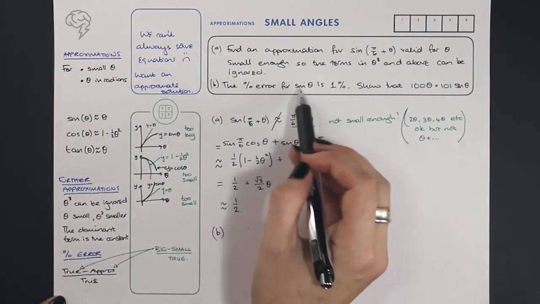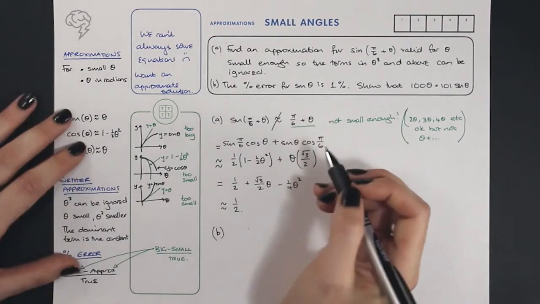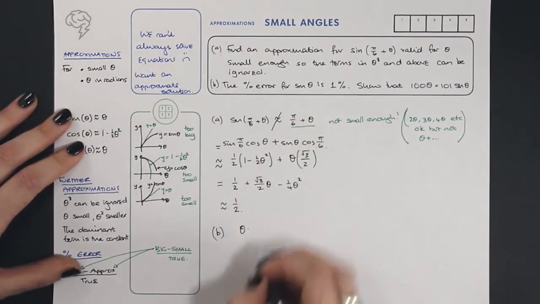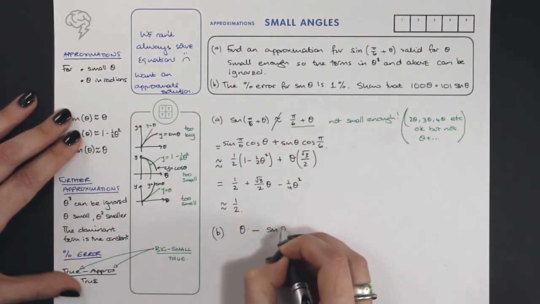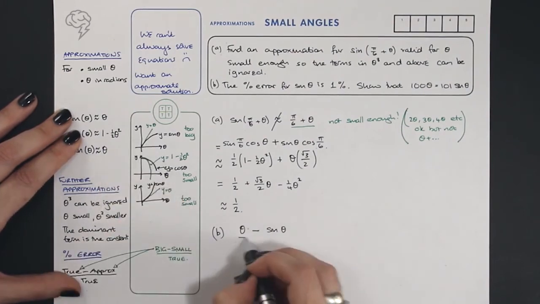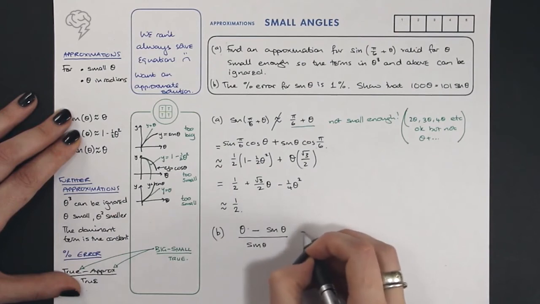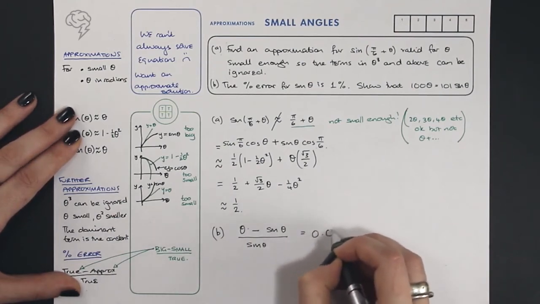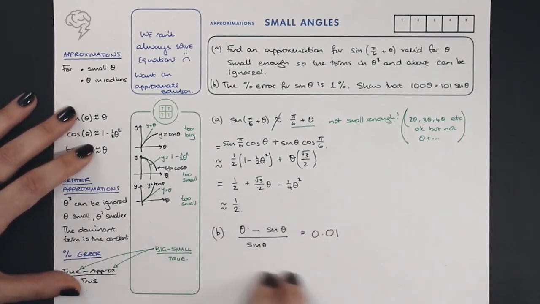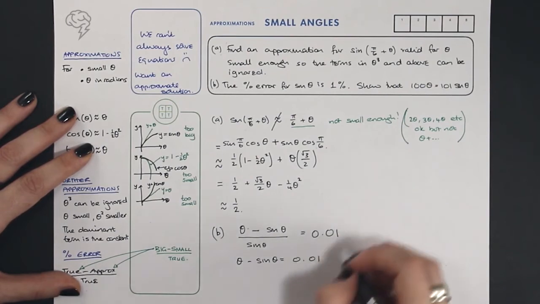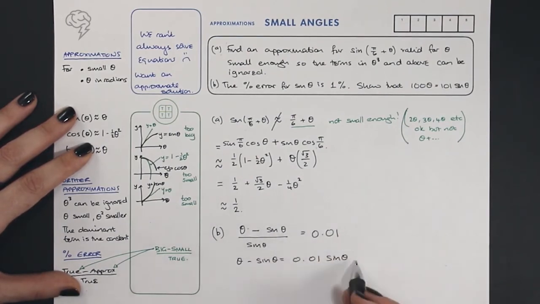So what would the approximation for sine theta be? It would be theta. So here's my approximation. Here's my true value, which I know is a little bit smaller. I'm dividing that by my true value, and I'm told it comes out to be 1%, so 0.01. Right, I'm going to multiply this up here. And then I'm going to add that sine theta. Oops, I didn't multiply it. And then I'm going to add that sine theta to the other side.